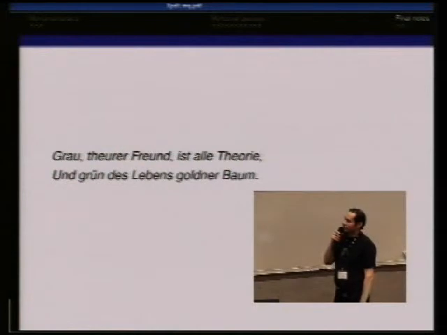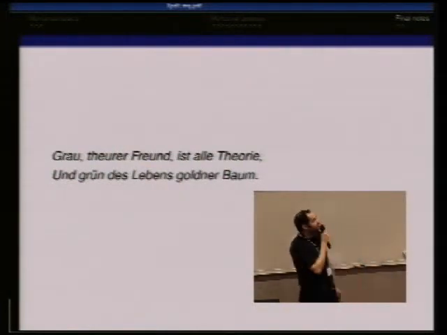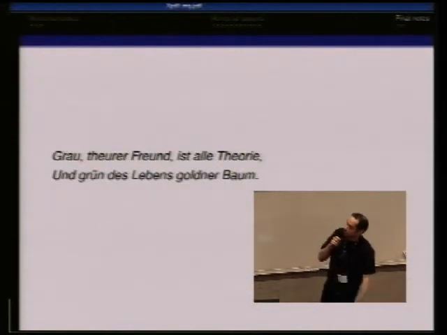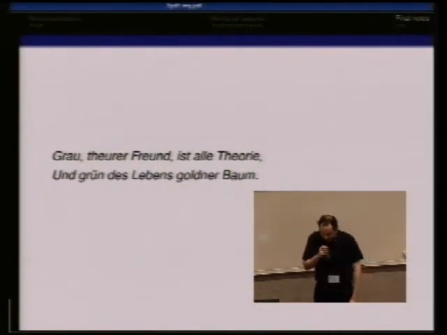Now, we don't have time for any practice, so I probably won't try to read it, not to insult those whose mother tongue is German. Does anyone know where this quotation comes from? Right, it's from Faust. That's, I believe, Mephistopheles talking to some guy. And it says that gray is all theory, but green is the golden tree of life. Which means that if you want to learn something, you have to practice it.